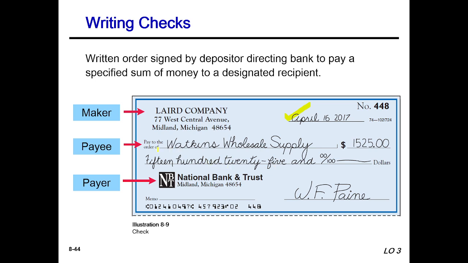This is the name, Western's Wholesale Supply. This is the amount, $1,525. The payer is National Bank and Trust. This is the payer, and this is the signature of the stakeholder.